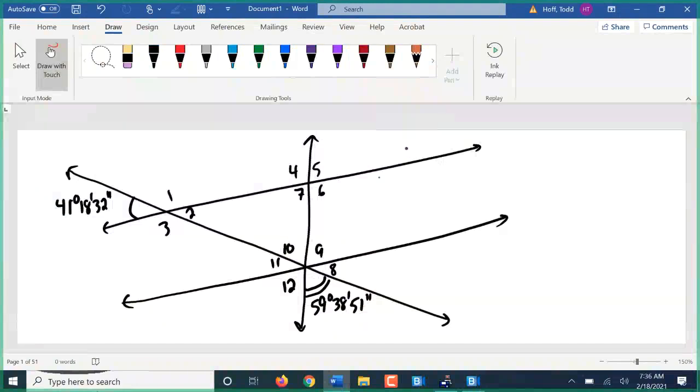Okay, so there's really only a few angles coming into play here. What I'm going to start with is looking at all the angles that have to be the same as the 41 degrees, 18 minutes, 32 seconds. So yell out some numbers. Which angles have to be the same as that?